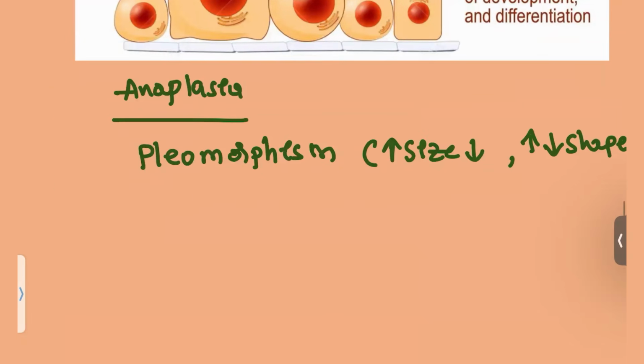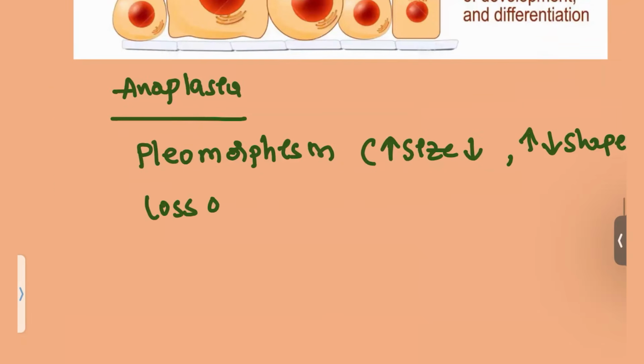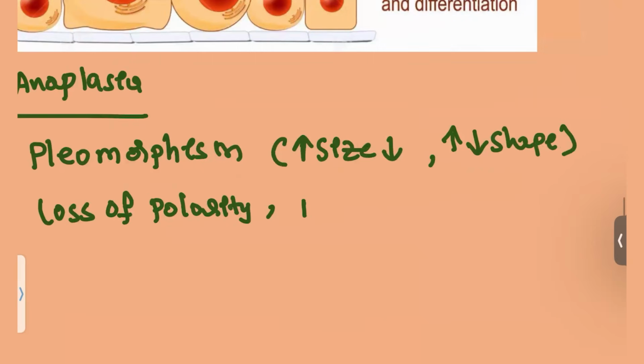And next, there will be loss of polarity. Okay, loss of polarity. So important internal organelles will not be present, like cytoplasm; all these are going to be decreased. Next, the nuclear ratio will be increased. Okay, abnormally the nuclear ratio will also be increased in this. So let's see the difference between the two types. One is the benign and the other one is the malignant.